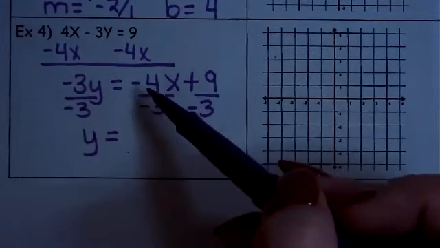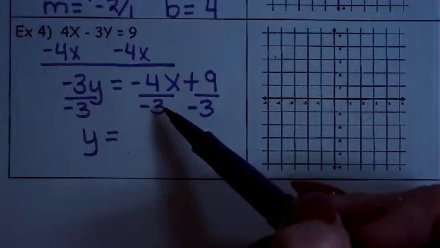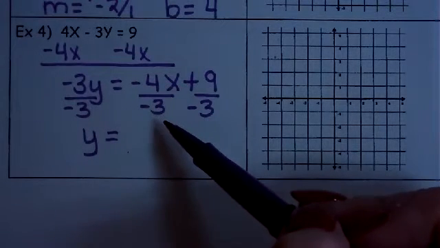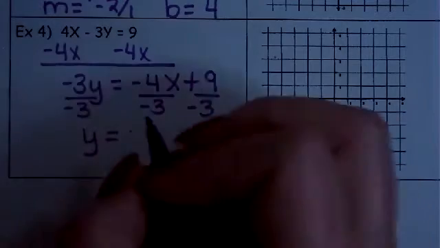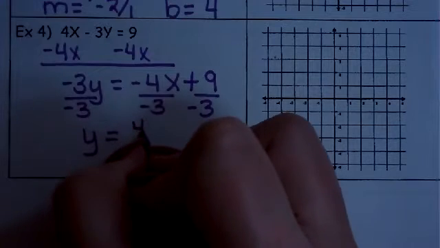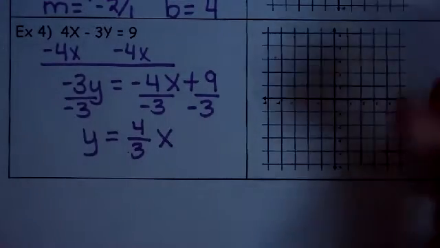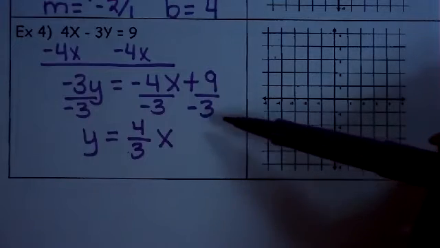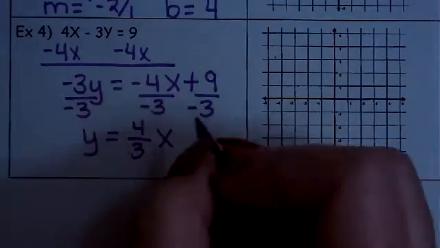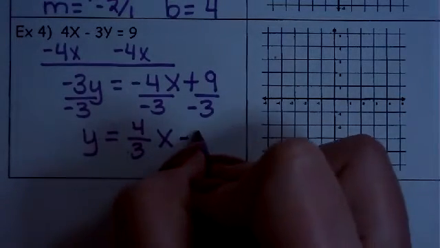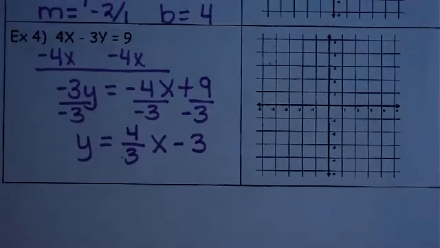Now right here, a negative divided by a negative is a positive, but 4 divided by 3 does not simplify. So I'm going to have positive 4 over 3x. Right here, 9 divided by negative 3 is negative 3. So I'm going to write negative 3.